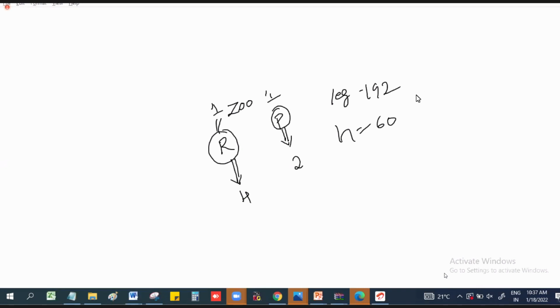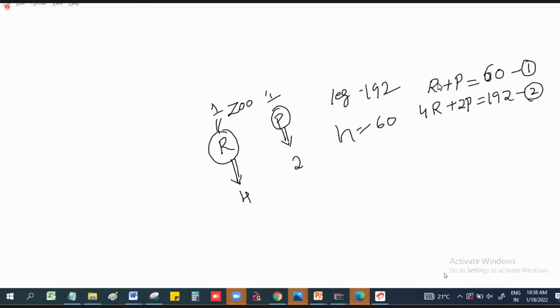So the total number of rabbits and peacocks, R plus P, is going to become 60. Rabbits and peacocks are going to be 60. If we talk about legs, a rabbit has 4 legs, so 4R. A peacock has 2 legs, so 2P, which equals 192. This is your first equation and this is your second equation.